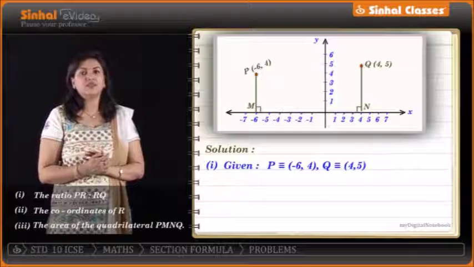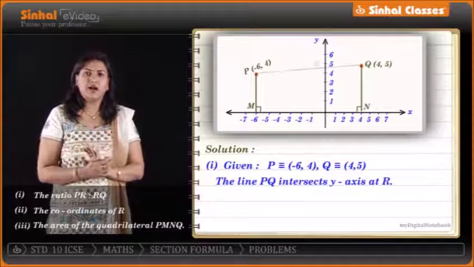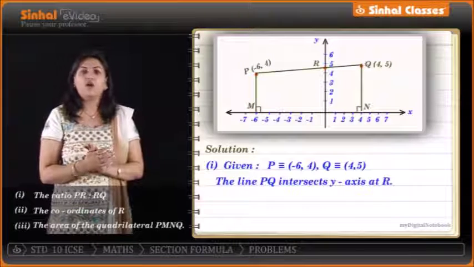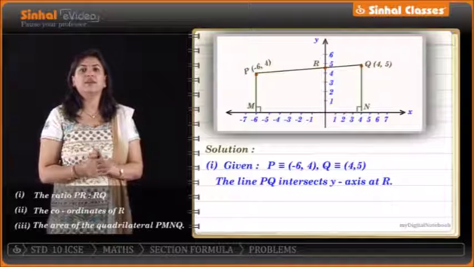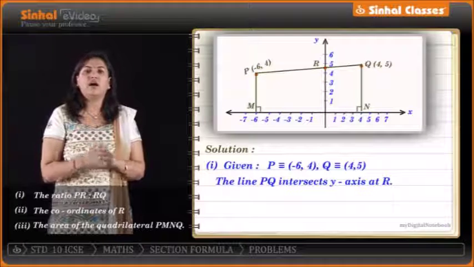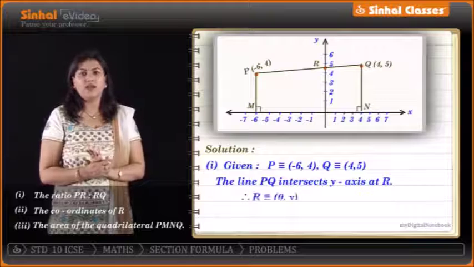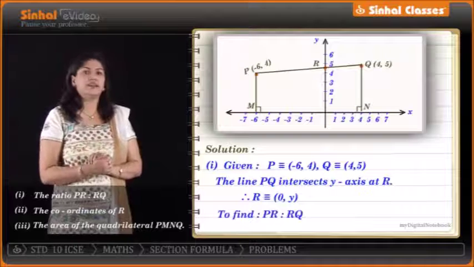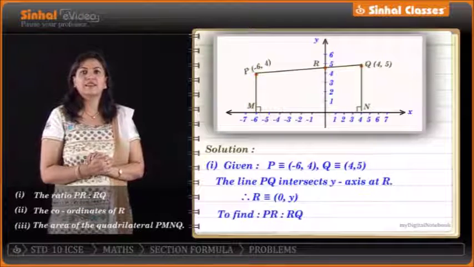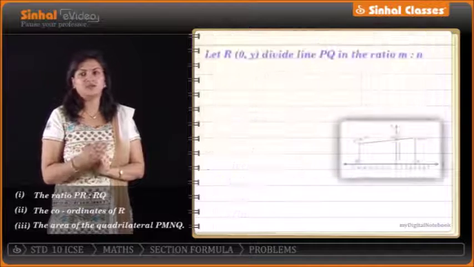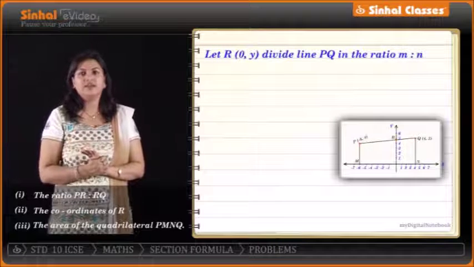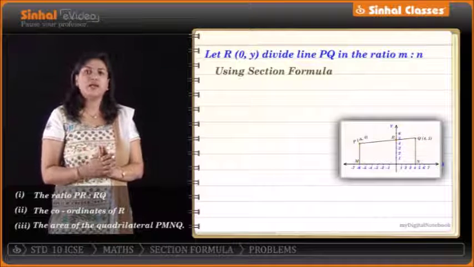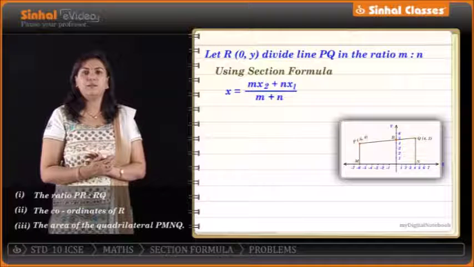Let us take the coordinates of R as x, y. But R is on the y-axis, so the x coordinate of R will be 0. That is, the coordinates of the point R are 0, y. Now we want to find the ratio. That can be done using section formula. Now let the ratio which we are asked to find be m is to n.